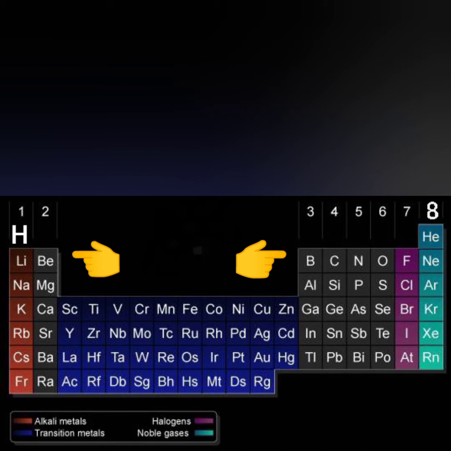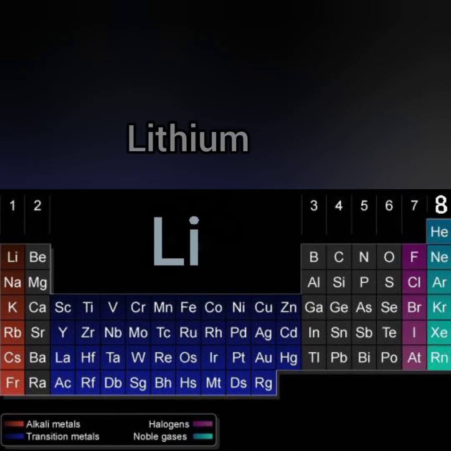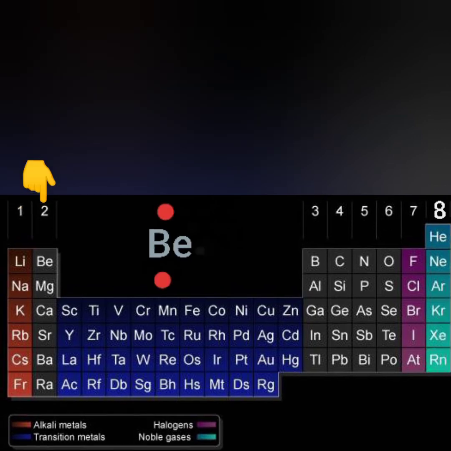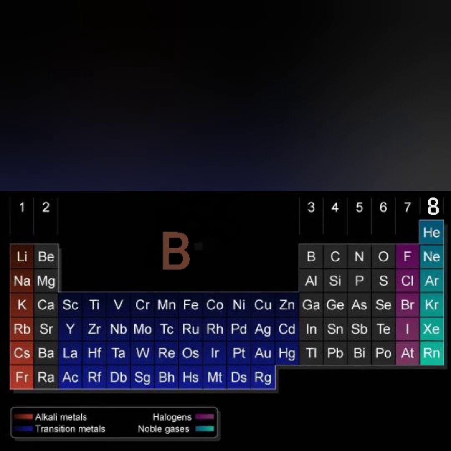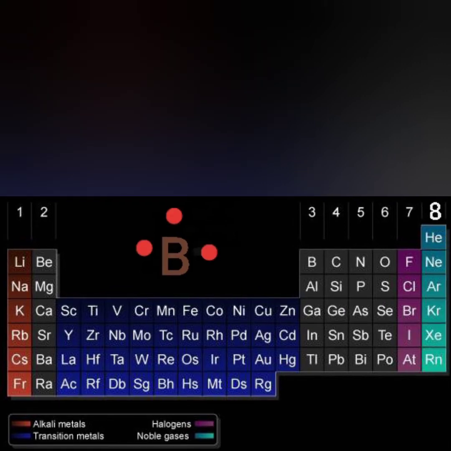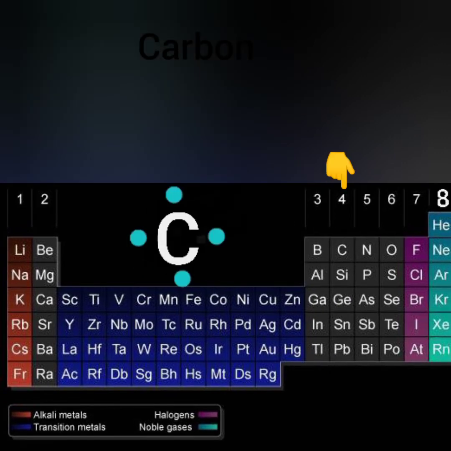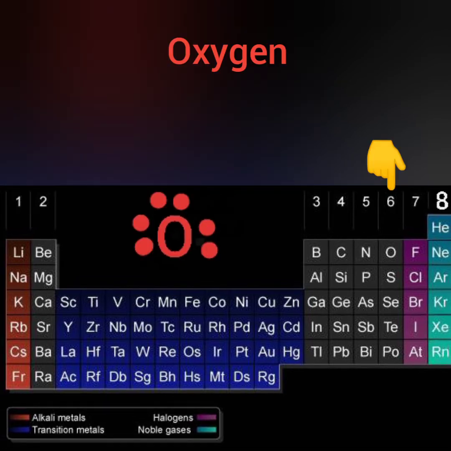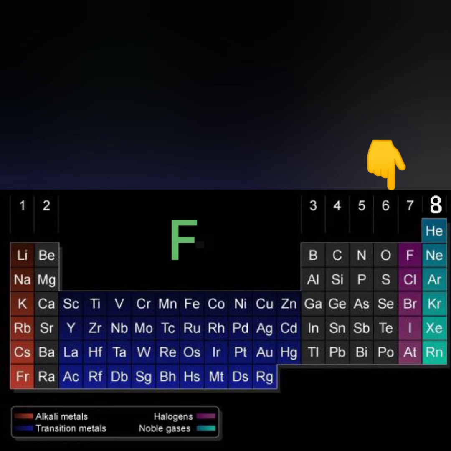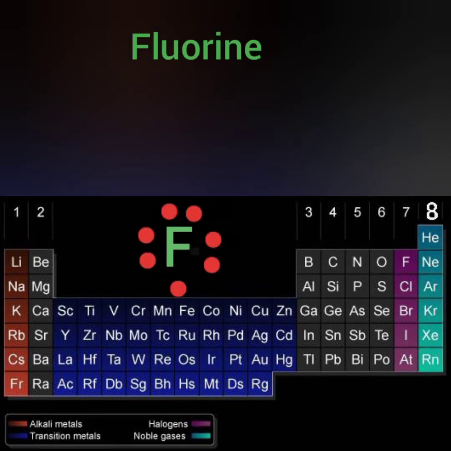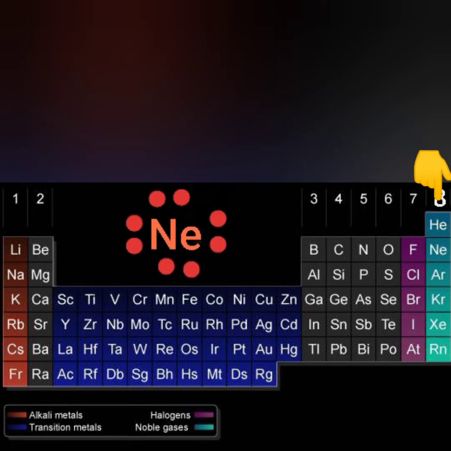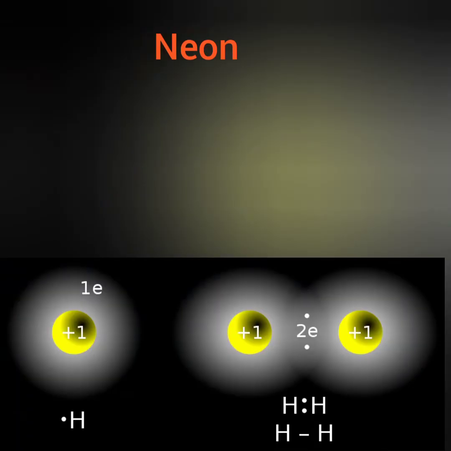Lewis diagram for the second row of the periodic table. The first element of the second row is lithium, which has 1 valence electron. Second is beryllium, which has 2 valence electrons. Third is boron, which has 3. Fourth is carbon, which has 4. Sixth is oxygen, which has 6 valence electrons. Seventh is fluorine, which has 7 valence electrons. Eighth is neon, which has 8 valence electrons.